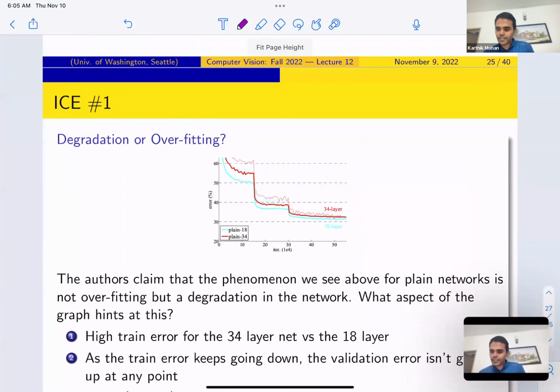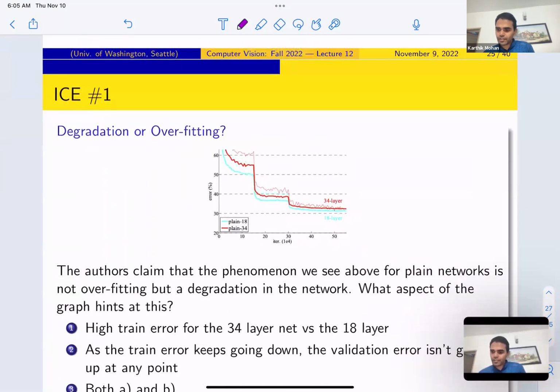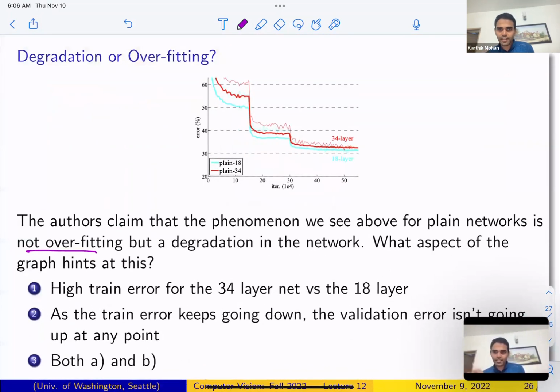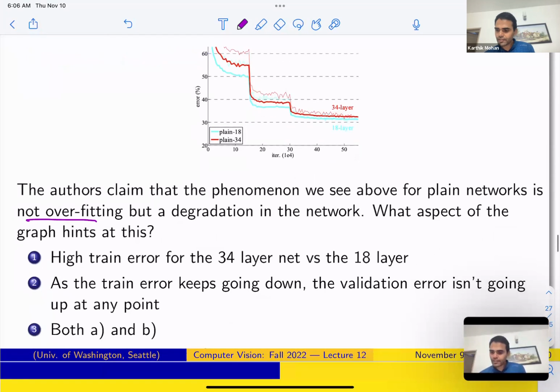So let's look at an in-class exercise related to degradation, and specifically with respect to this graph. The authors claim that the phenomenon we see above for plain networks is not overfitting, but it's degradation, which means there's some loss in performance that's not connected to overfitting. So the question is, this graph actually has a clue on why it's not overfitting, but it's actually degradation. So maybe take a look and see why this is the case. I think there's also an option D, which is none of the above.